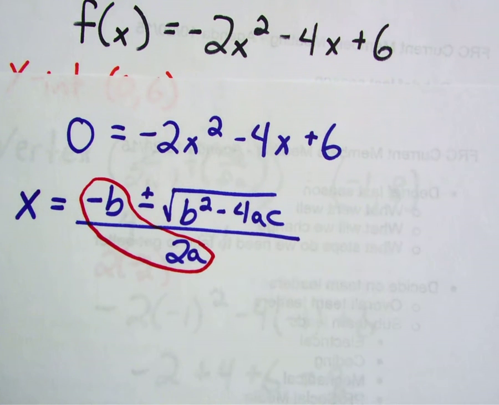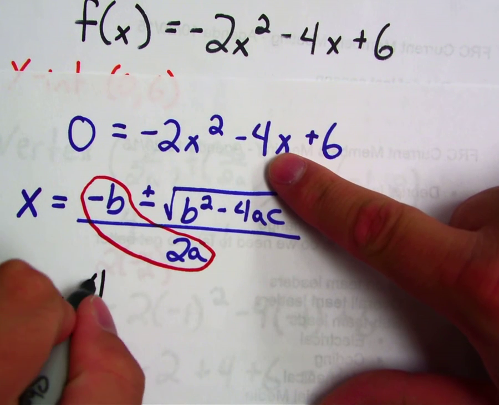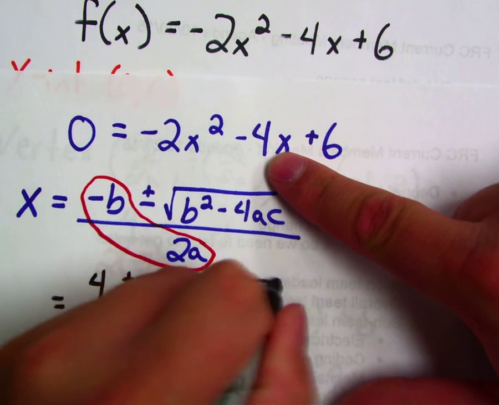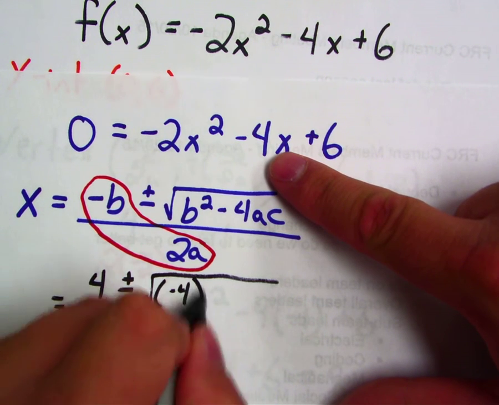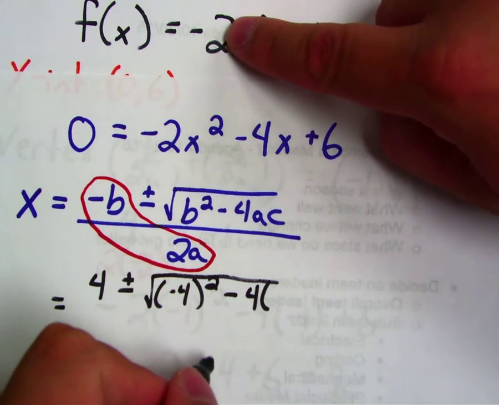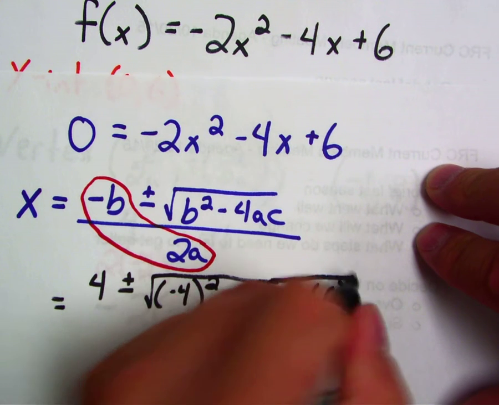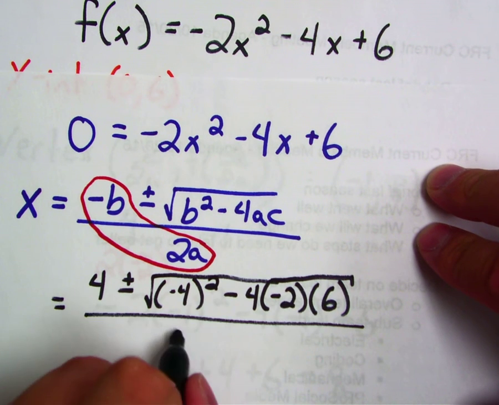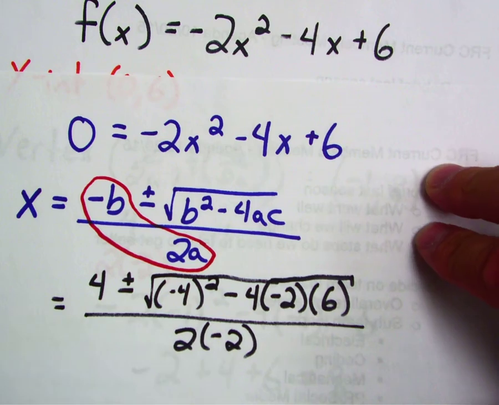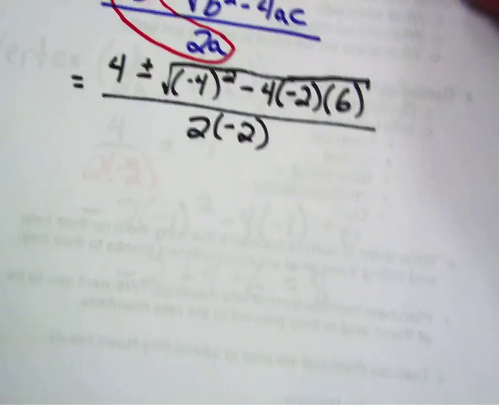So we're going to go ahead and plug in our constants here, a, b, and c, and find the x-intercepts. Negative b is going to be a positive 4, plus or minus the square root of b, which is negative 4, squared, minus 4 times a, which is negative 2, times c, which is 6. And that whole thing is going to be divided by 2 times the a value, which is negative 2. Now we just have to go through and simplify until we find our solutions.